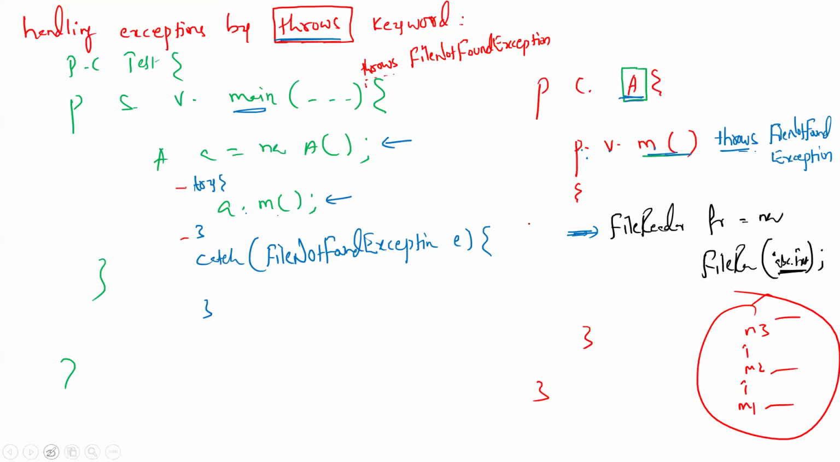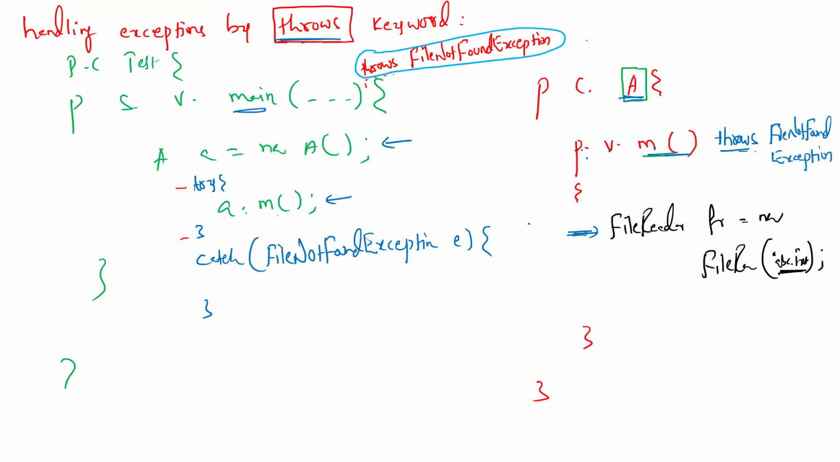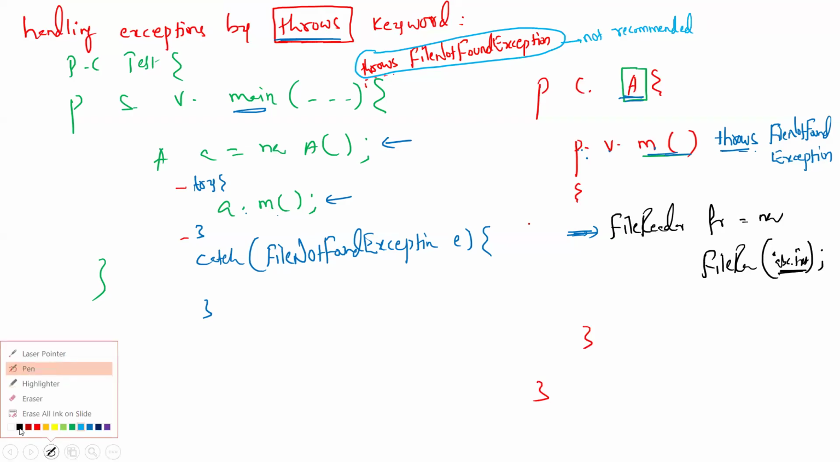So always keeping on throwing is not at all professional code. It is okay till the main method, but in the main method at least we must handle by using a try catch block. Are you getting me? So the point I'd like to highlight is that this is syntactically possible, but not recommended at all. Understood? Clear?